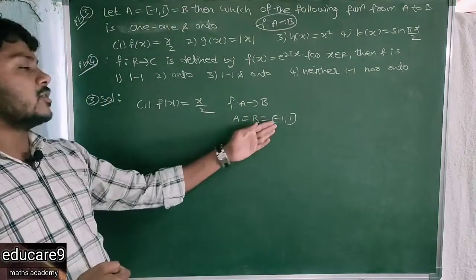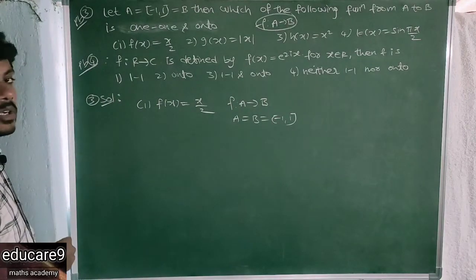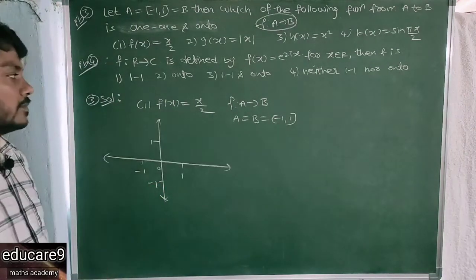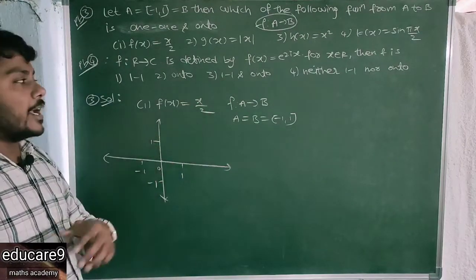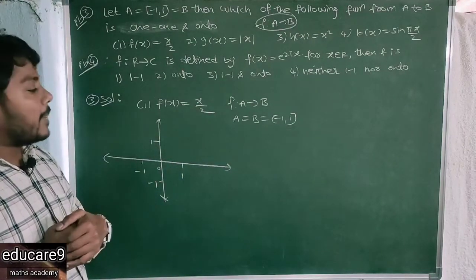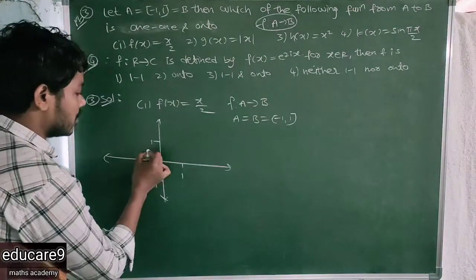Now substitute the x values here. So draw the graph of y is equal to x by 2. Now y is equal to what? x by 2. So y is equal to x by 2, a line parallel to the x-axis. So the given line is like this.